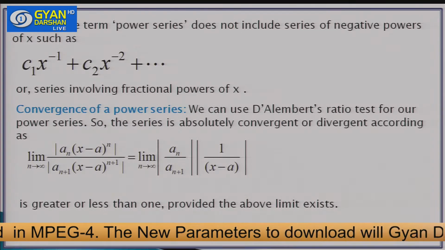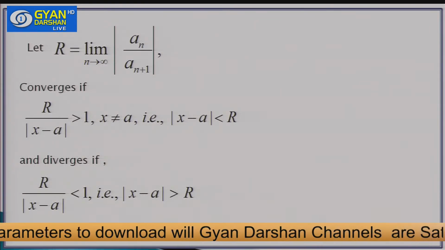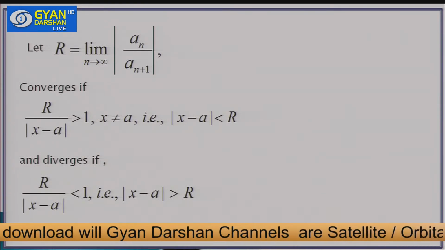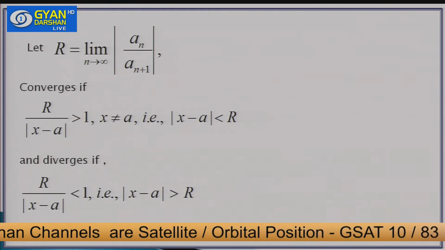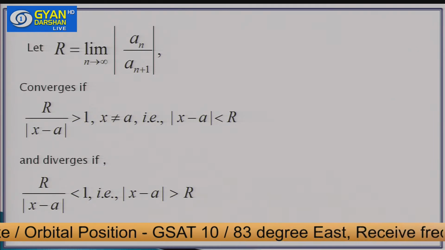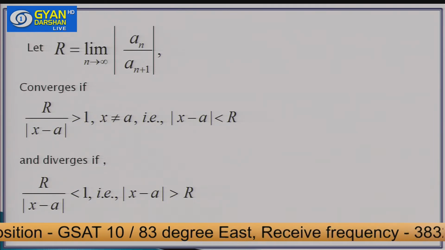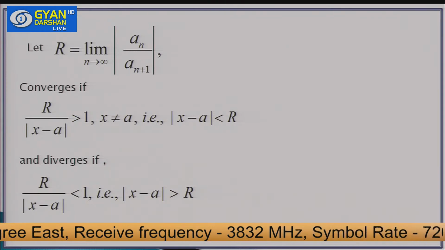So the limit is only operating on this first term, which I have given a name R. So the convergence, if |x - a|/R is less than 1, that means if mod of x minus a is less than R. This is our condition for convergence of the power series. And divergence, if this is greater than 1, that means mod of x minus a is greater than R.